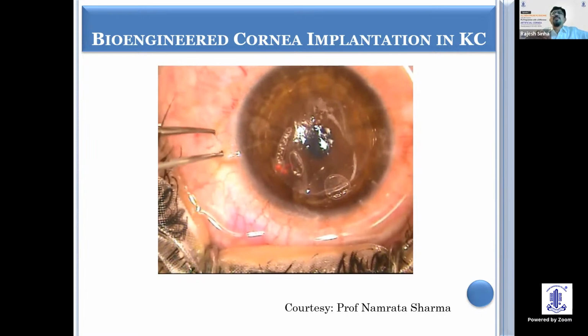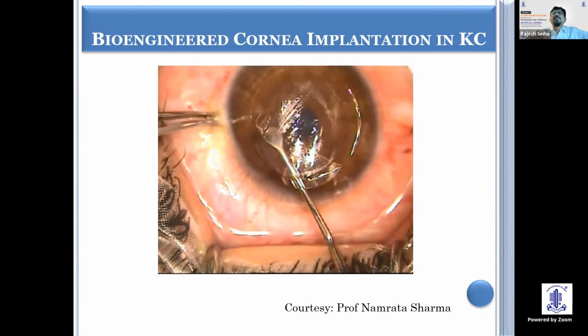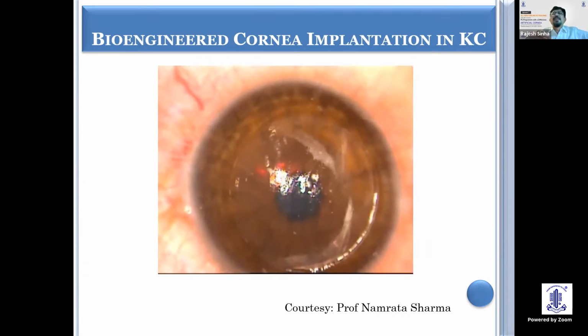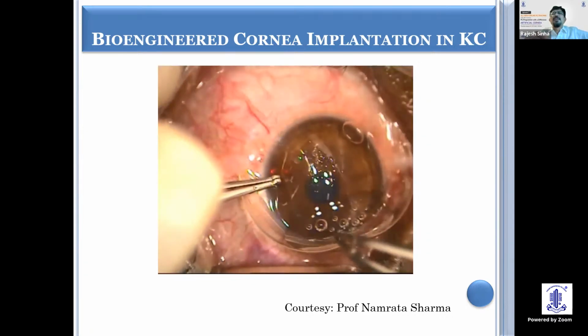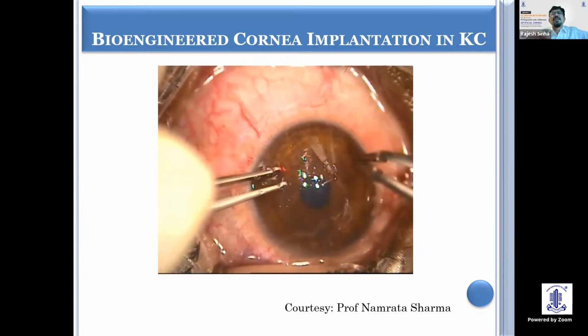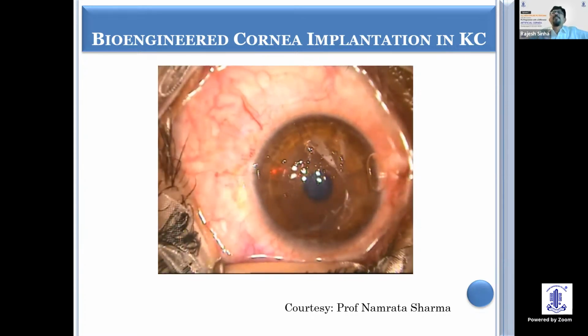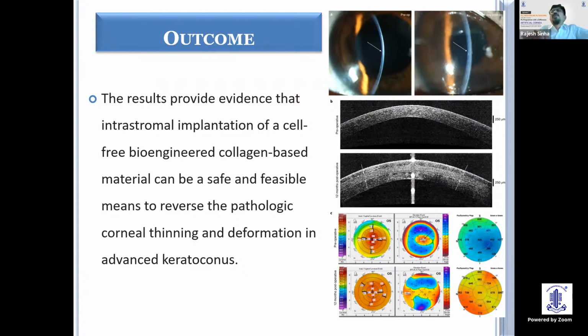Once it goes in, it is positioned in place, and it goes well, and then you place the bandage contact lens, and that is it. You can see here how it looks. The case of keratoconus, wherein it has been put, so the tectonic strength of the cornea increases, it becomes thicker, as you can see here in the OCT also. This is the implant that is present intrastromally.